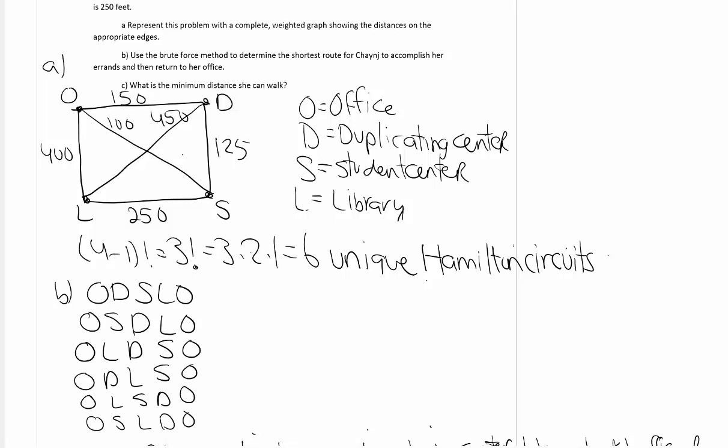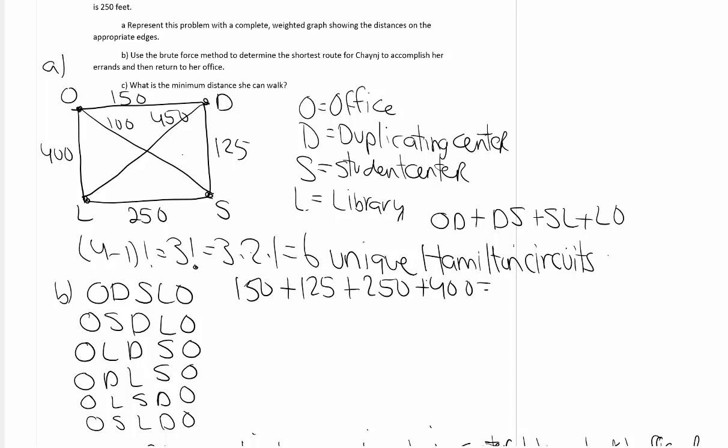Okay, now that we have our 6 unique Hamilton circuits, we need to be able to determine what the distance for each of these are going to be. So I will do the first one only, and I'll see if you can do the rest of them. So the first one would be broken down as OD plus DS plus SL plus LO. So that would be 150 plus 125 plus 250 plus 400, and that's 925 feet. Okay, so take a minute, see if you can fill the rest of these out. Again, pause the video, and then when you are done, unpause the video and check your answer.